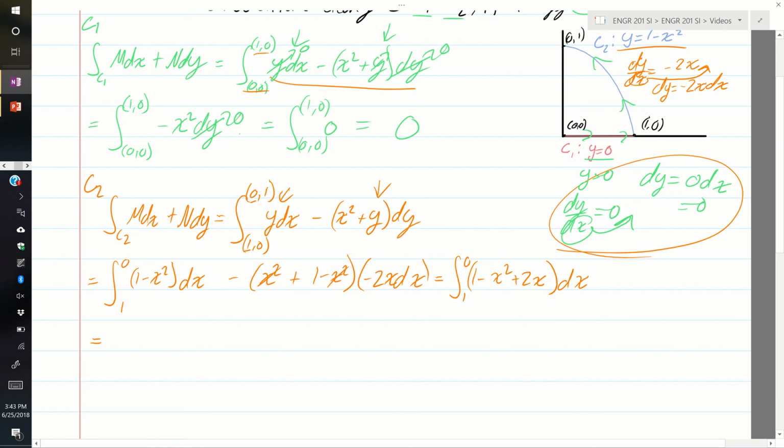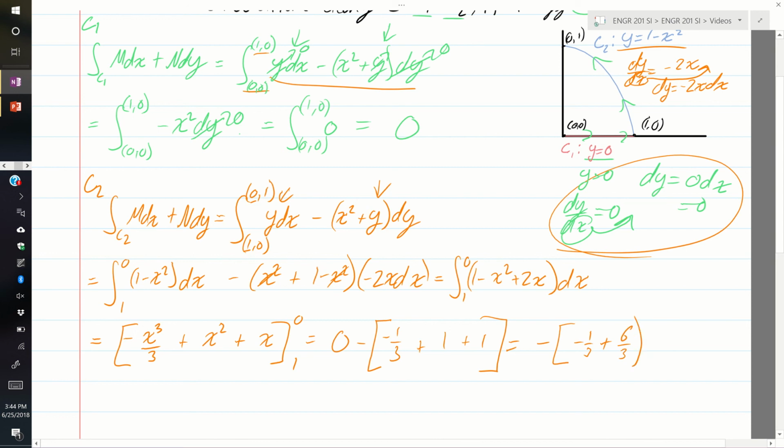So now I'm going to integrate. We'll have negative x cubed over 3 plus x squared plus x. This is evaluated from 0 to 1, sorry, from 1 to 0, which then equals 0 minus (negative 1/3 plus 1 plus 1), which then equals negative, so this becomes minus (1/3 plus 3/3 plus 3/3). We're going to say 6/3 to save on space. So we get 5/3, times that by a negative, which equals negative 5/3.